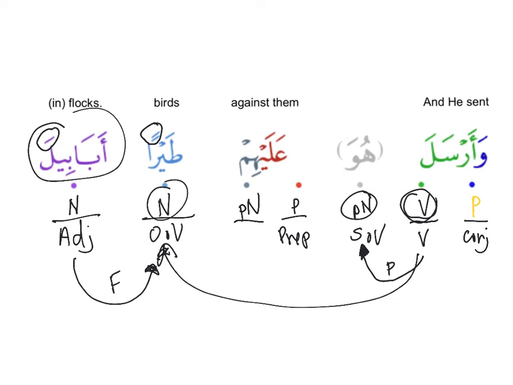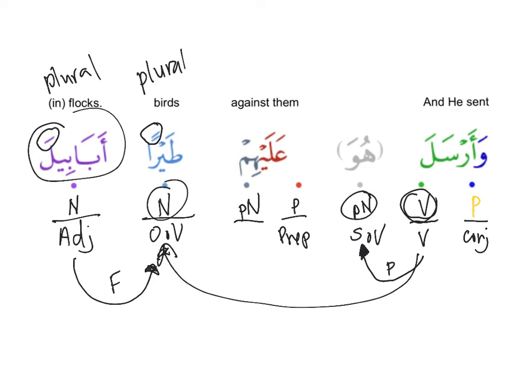Okay, ababil is a plural, by the way, so it's a plural noun. The singular is ibil, I think. So which means tayran is also plural, and tayran can also, if I'm not mistaken, be singular.